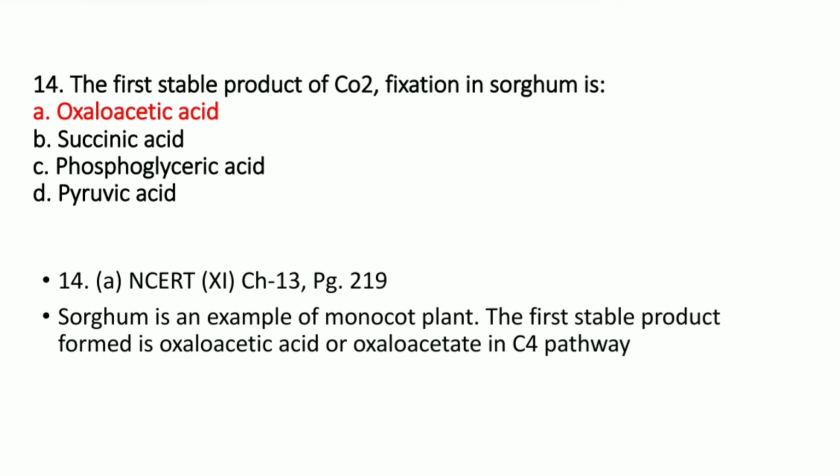14. The first stable product of CO2 fixation in sorghum. So sorghum is a C4 plant. In C4 plant the first stable product is of 4 carbon. So the 4 carbon product amongst this is oxaloacetic acid, and in C3 plant the first stable product which is produced is of 3 carbon, which is phosphoglyceric acid.